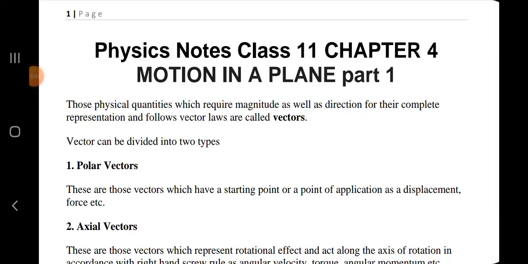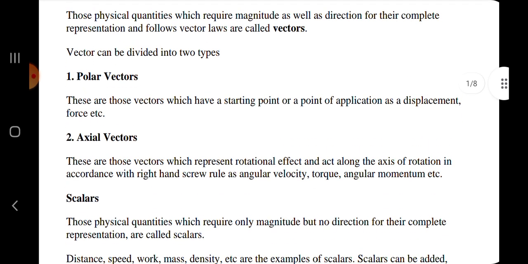In this video lecture, we will cover a new chapter of physics, that is motion in a plane. Those physical quantities which require magnitude as well as a direction for their complete representation and follow vector laws are called vectors. They are of two types, polar and axial.